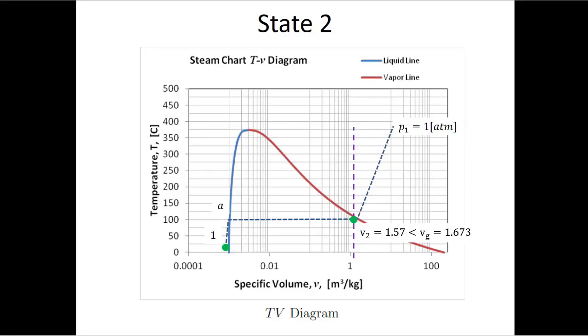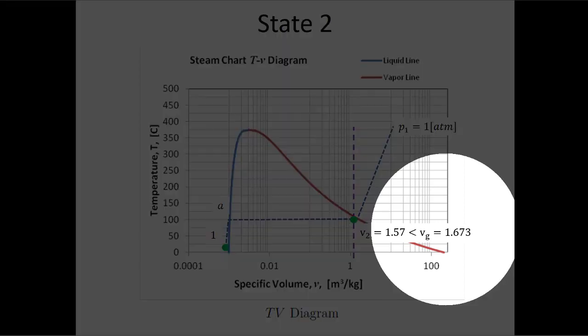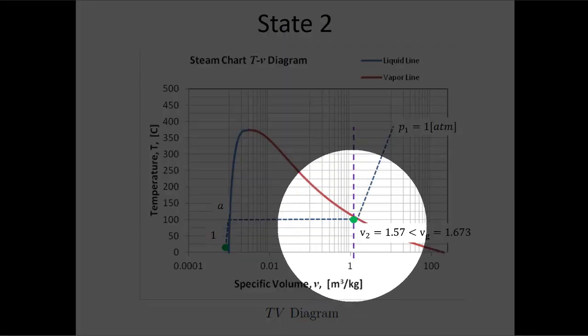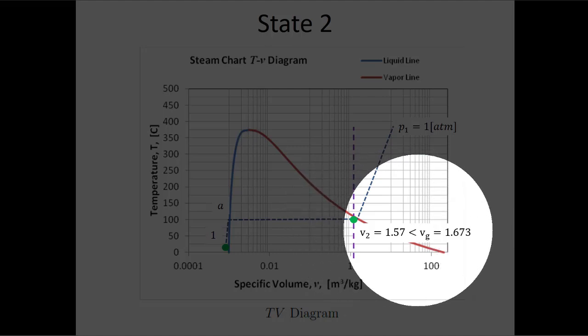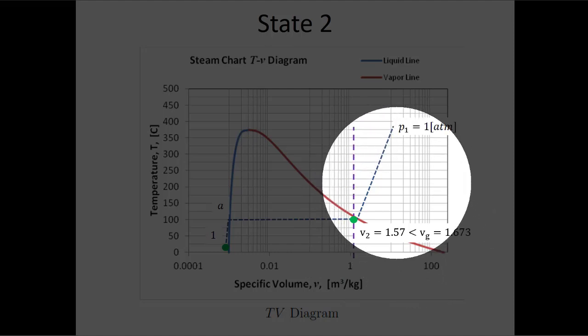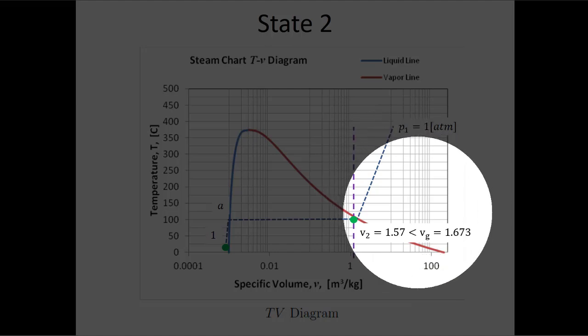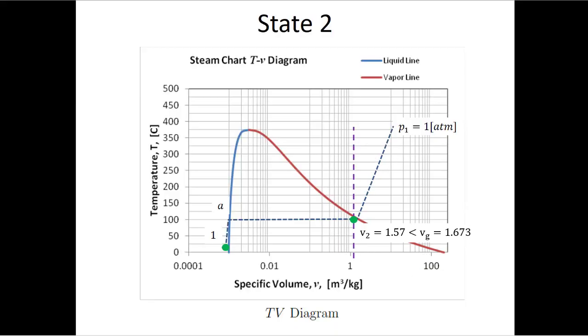But my specific volume, which I calculated, is 1.57. So that's less than 1.67. So that means for state 2, I'm under the vapor dome. If my specific volume at state 2 was 2, then I would be up here somewhere on the graph. I'd have to go past 1.673. But as we're under the vapor dome at state 2. Now, as I move from state 2 to state 3, remember the specific volume stays constant because the mass stays constant, and the volume stays constant because the piston is butting up against those stops in the cylinder.